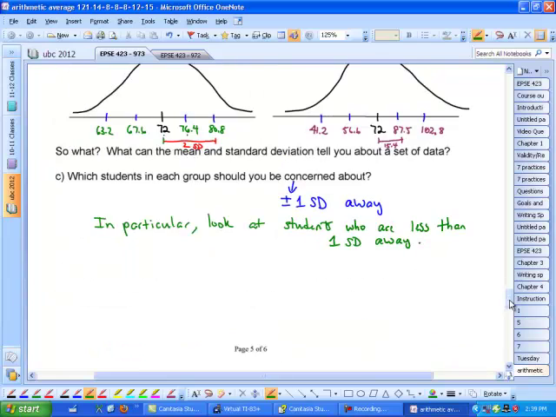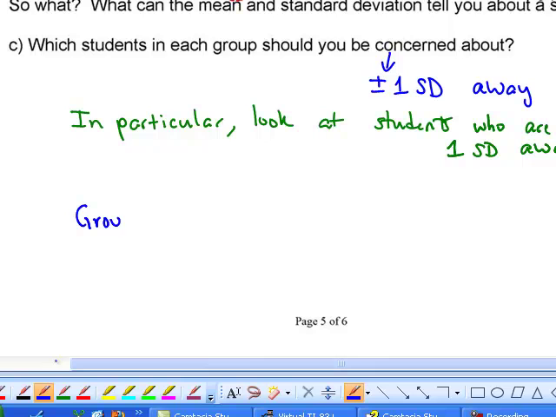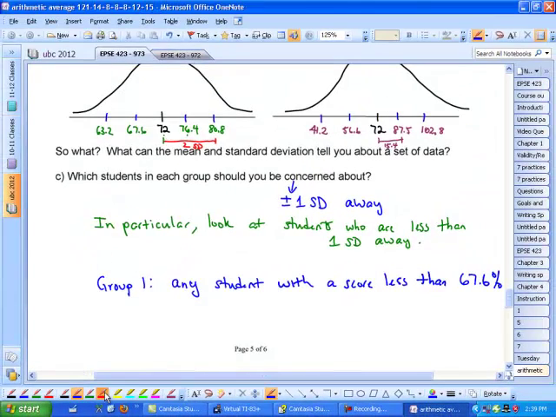Okay, so I guess that means in group A, how about any student with a score that's less than 67.6%. And in group B, how about any student with a score that's less than 56.6? Those are the students that I'm worried about. They are quite, I guess, below average. We should really focus and see what happened to them.